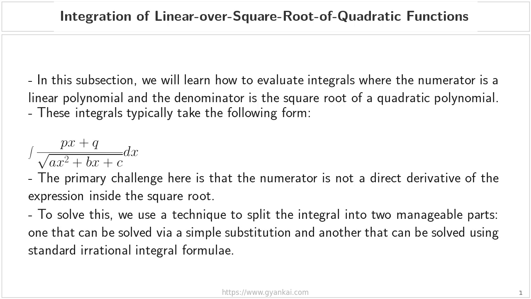So, to overcome this, we'll use a clever technique. We're going to split this single integral into two separate, more manageable integrals. One of these will be solvable using a straightforward substitution method. You'll recall those from earlier work. The other will rely on some standard formulas we've learned for integrating irrational functions, specifically those involving square roots. In the following slides, we'll break down exactly how to do this splitting and solve each part. Keep in mind, mastering this technique will be very useful when you encounter more complex integration problems later on.